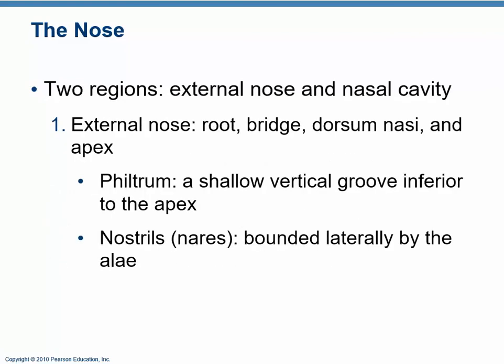So there's two bits to the nose. There's the nose that we think of when we think of the nose, and that's the external nose. So that's the root of the nose, the bridge, the dorsum nasi, which is the kind of ridge along the nose below where the glasses sit, and the apex, which is the tip of your nose.